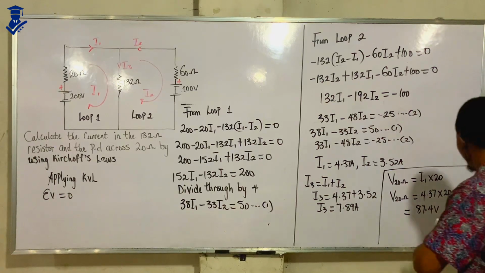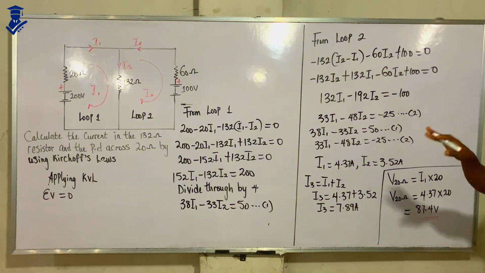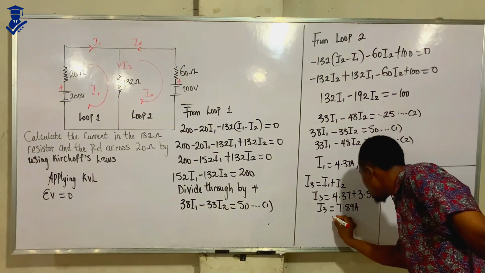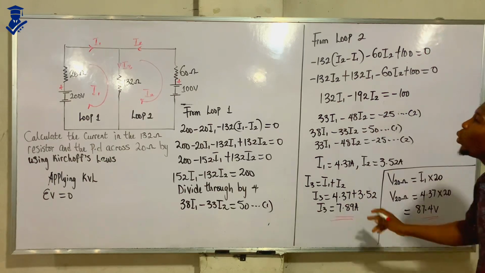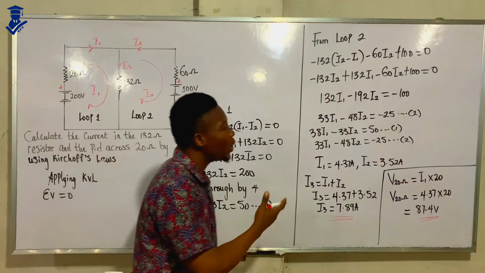So this is going to be the value of the potential difference across the 20 ohms resistor, and this is the current flowing through the 132 ohms resistor. Now that will be all for this video.